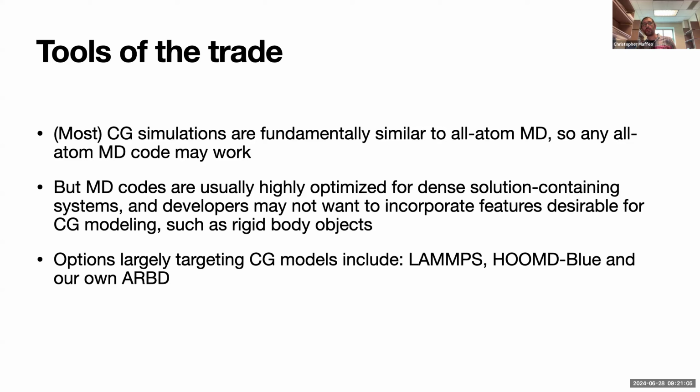So MD codes may not contain all the features that you want in order to do coarse grain modeling. For example, tabulated potentials may or may not be present. And as a result, it can be desirable to turn to another code. There's a few of them out there. LAMMPS, HOOMD-blue come to mind. And then we've also been developing ARBD, which is the code that most of the models that I show are being simulated with.